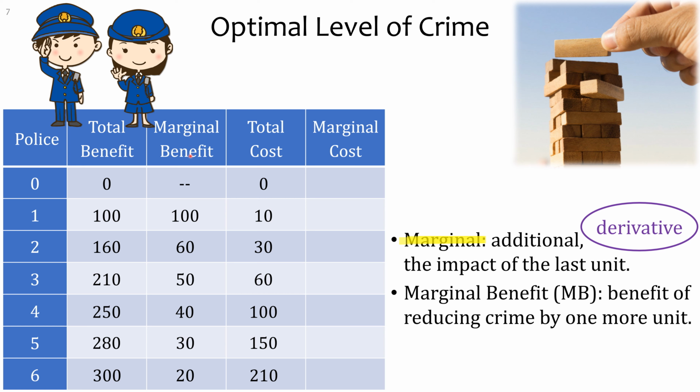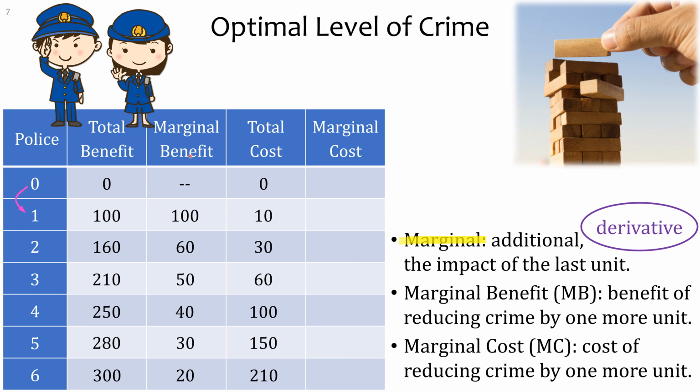Now, can you guess what is marginal cost given the definition of marginal benefit? Again, we are looking at going from 0 to 1 or 1 to 2 each time, one step at a time. So marginal cost would be the cost of reducing crime by 1 more unit. In the first step, the cost of that 1 unit of reduction is 10. And in the second step, the cost is going from 1 to 2, so from 10 to 30, that is 20. And so forth. You can find the marginal cost of the third step and all the way to the end.